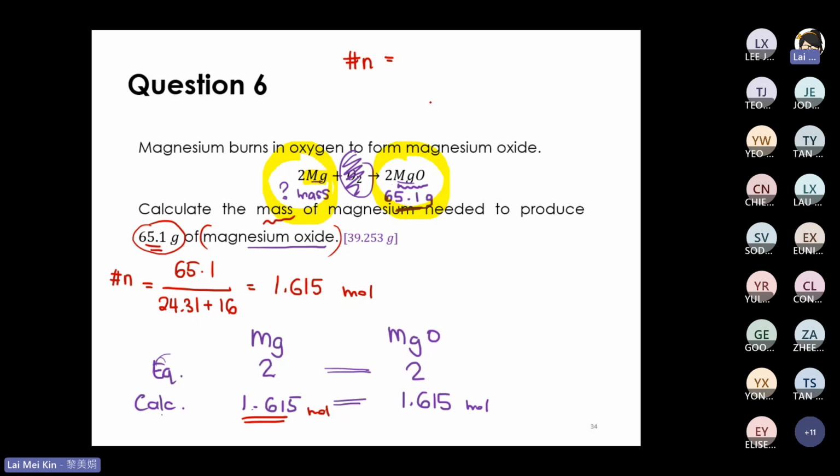But for those of you who can't catch it, you know that number of mole is mass over molar mass. You have the number of mole of magnesium, which is 1.615. You need to find the mass of magnesium. And what is the molar mass of magnesium? 24.31. Okay, so how do you calculate the mass?